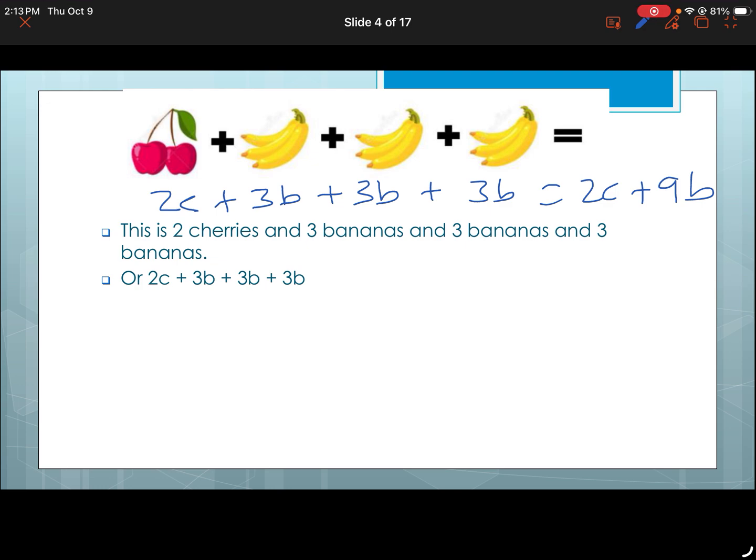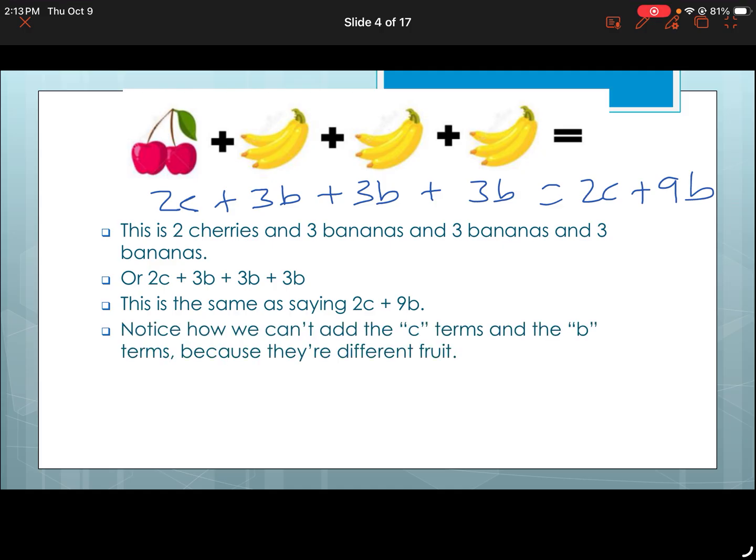And then we just made it 2C plus 9B. What we didn't do is make that 11BC or 11CB or whatever, because if I asked you to go to the shop and said, can you get me 11 cherry bananas, you'd ask me, what am I talking about? And that's the same with algebra as well. So notice how we can't add the C and the B terms because they're different fruit. We call terms that we can add like terms.